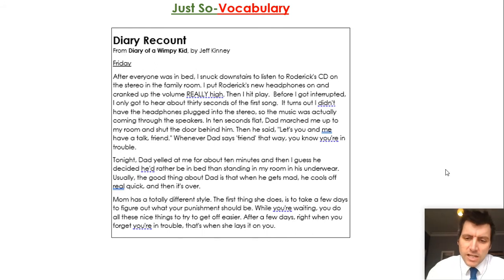The first thing she does is to take a few days to figure out what your punishment will be. While you're waiting, you do all of these nice things to try to get off easier. After a few days, right when you forget you're in trouble, then she lays it on you.